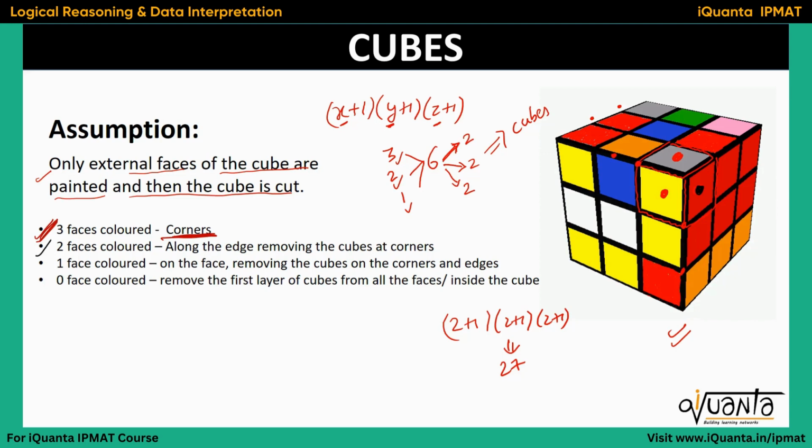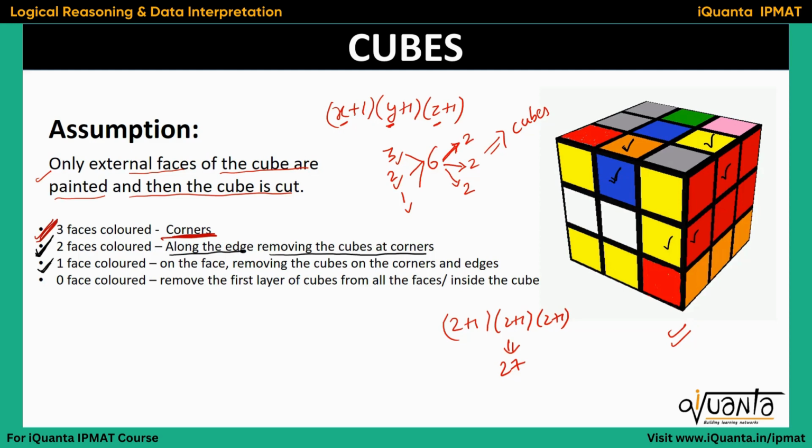Now cubes with 2 faces colored are along the edge, removing the cubes at the corners. Like in this cube, this is at the edge and it has 2 faces colored. Similarly, this cube has 2 faces colored. This cube has 2 faces colored. So all the cubes present along the edges have 2 faces colored. So I hope this point is clear to you.